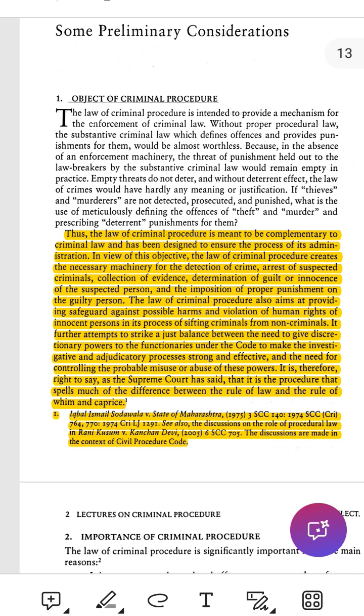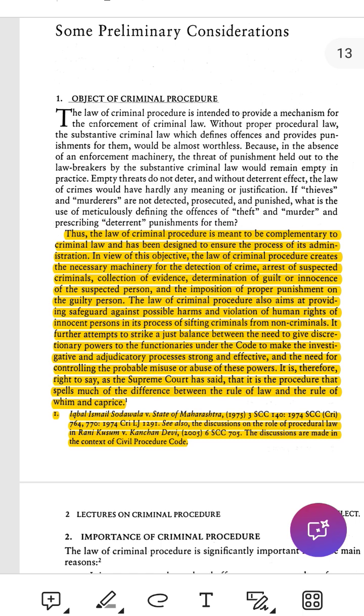Let's break this down step by step using simple and easy to understand language. Task 1. Criminal procedure supports criminal law. Criminal law is about what is right and wrong and the punishments for crimes. It says stealing is bad or murder is wrong, and it tells us the punishments for these crimes.